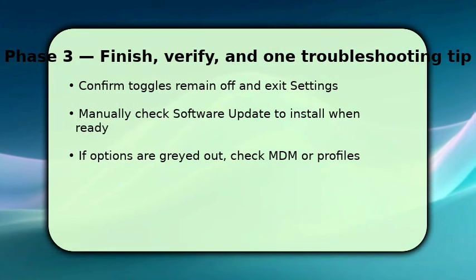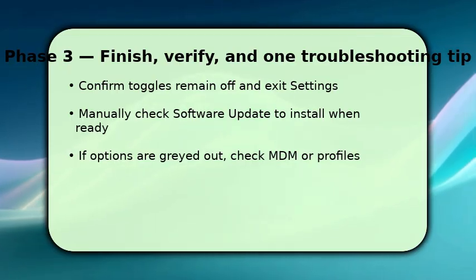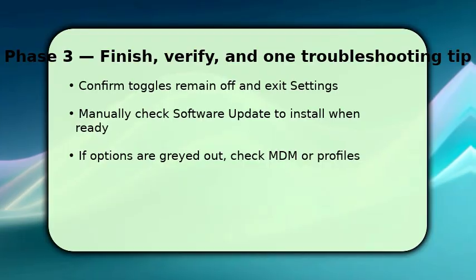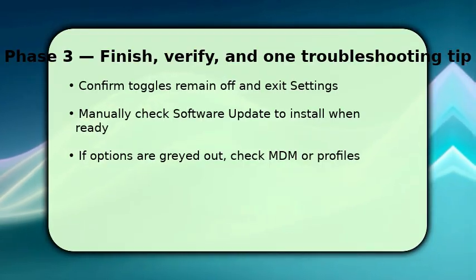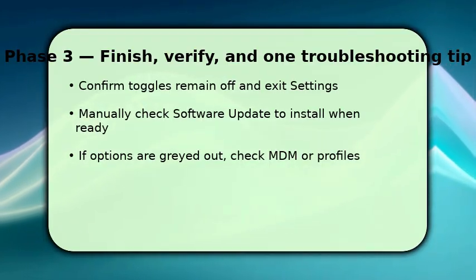Finish by confirming both toggles are off and then exit Settings. You should see no automatic activity. When you want an update, open Software Update and choose Download and Install so you control timing and bandwidth.